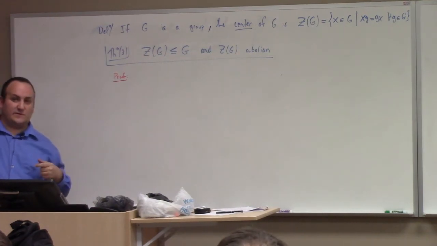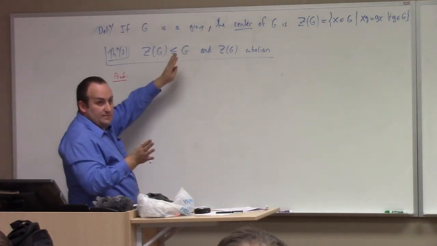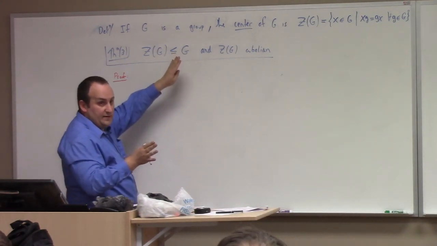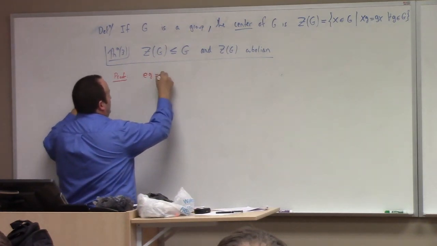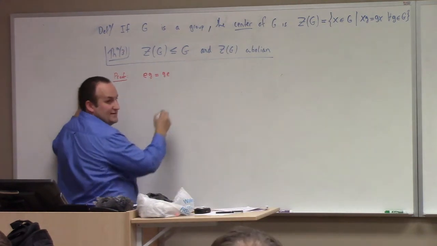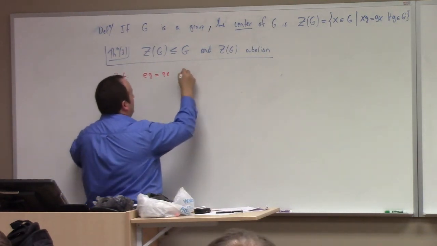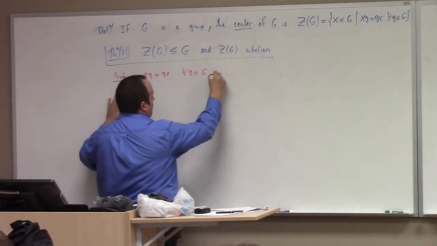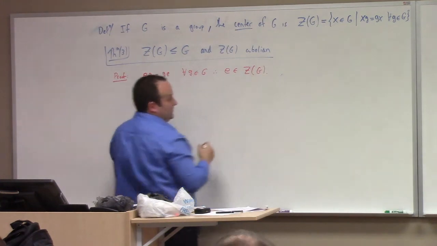So we've got to check 1, 2, 3. First of all, it's automatically a subset, so we're good there. By definition, it's a subset of G, right? How about E? Well, EG equals GE, because they're both equal to G, for all G. Therefore, E is in the center. One down, right?